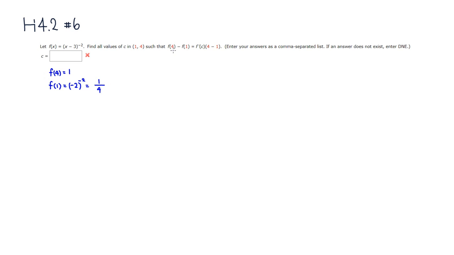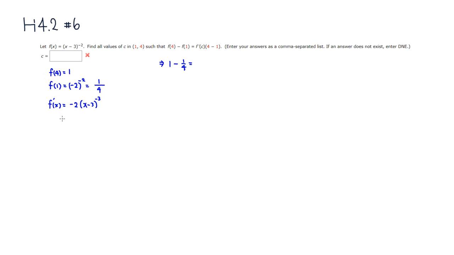Let's plug this into the equation here. f of 4 is 1, minus f of 1, which is 1/4. And we need to find f prime of c, so let's take the derivative. f prime of x is equal to, put the negative 2 in front, x minus 3, then subtract 1 from the power, so it's negative 3, and I multiply by the derivative inside, which is 1, so I'm not going to write anything here.